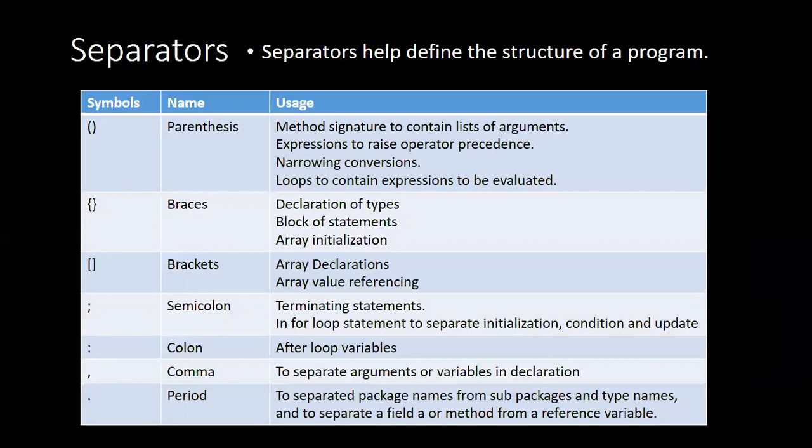Then the semicolon. The semicolon is used for terminating statements, and to separate initialization, conditions, and update values. We will learn this when we study the loop chapter, where we will use the semicolon rapidly. We will use the semicolon all the time for ending a statement. Suppose System.out.println, then the parentheses, and then ending with a semicolon. And then the colon, which is used for loop variables. And the comma is used to separate arguments when we declare variables in a data type.